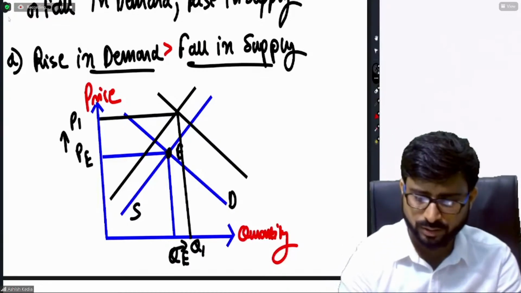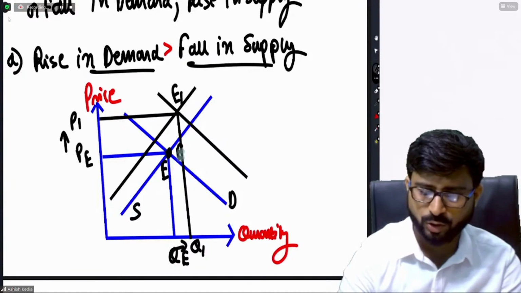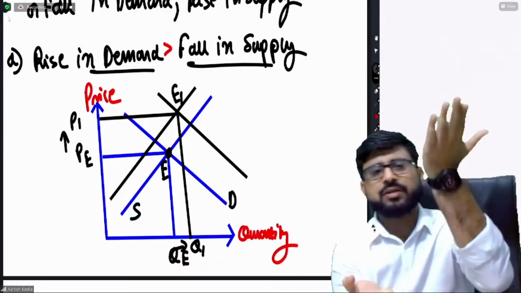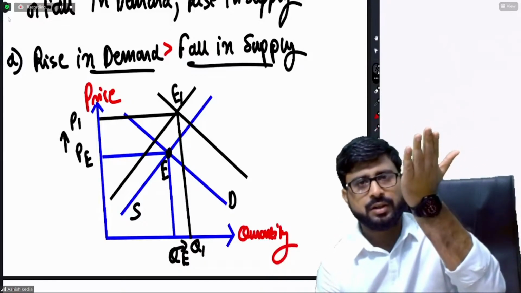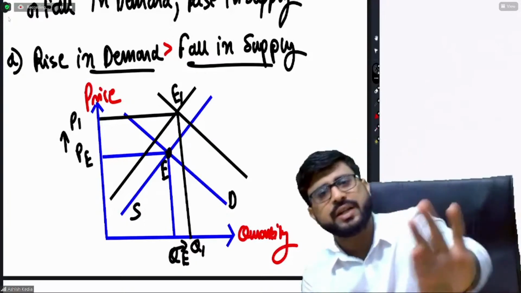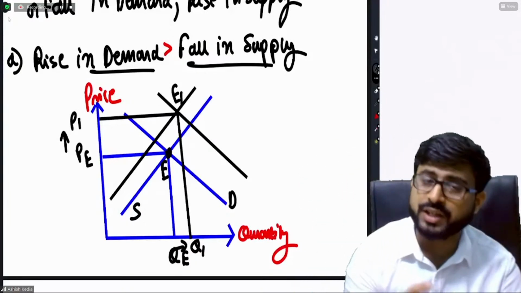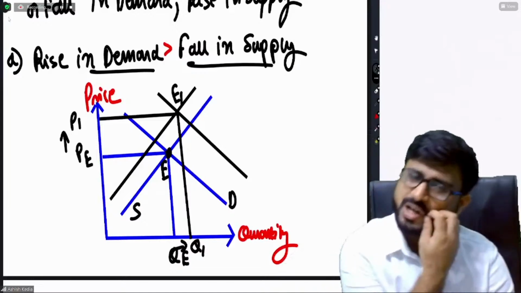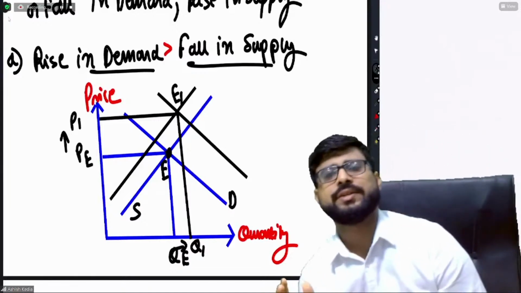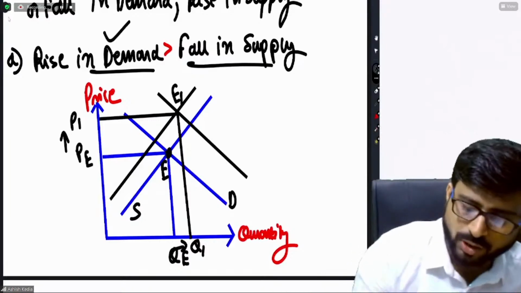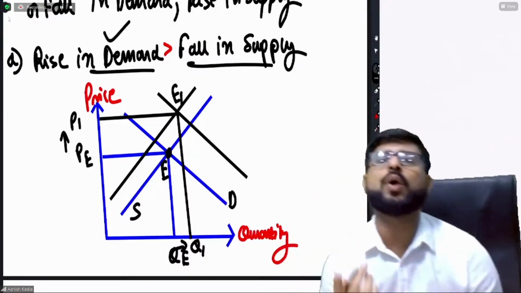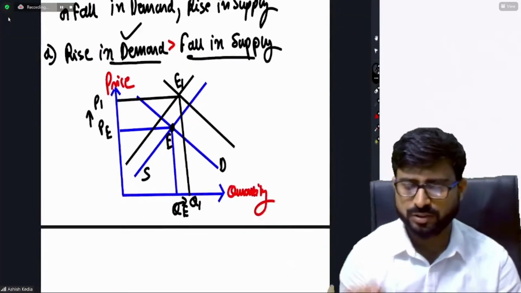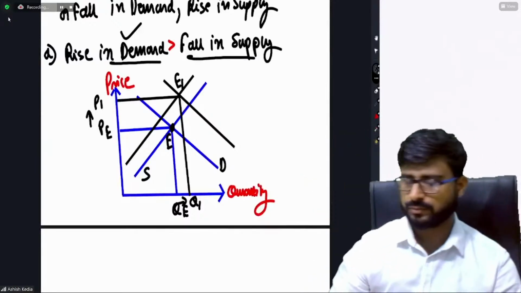Now you will ask me why, sir? This was E, this is E1. See, demand rising greater, supply falling. So obviously there is excess demand, so price had to rise. Sir, but why does quantity rise? In quantity, whichever is greater will prevail. Demand is greater, so quantity will rise. If the rise in quantity is greater, then quantity will rise. If the fall in quantity is greater, then it will fall. I will give another example. This one is clear, everybody? First, confirm.